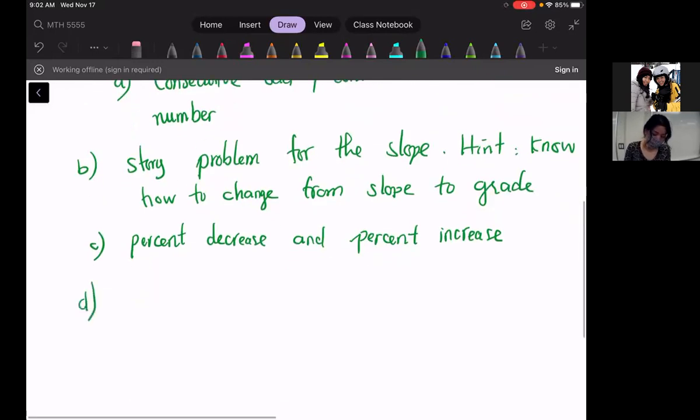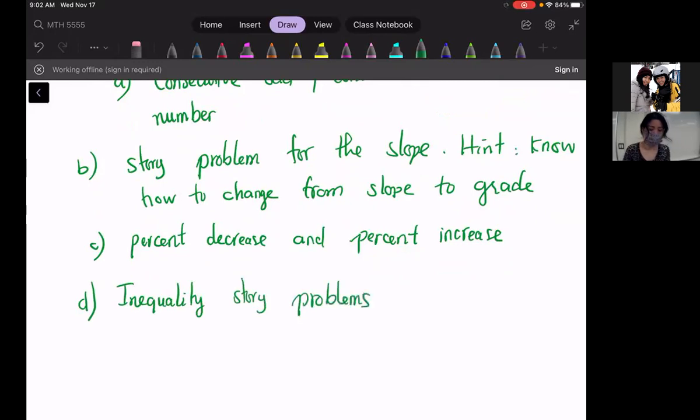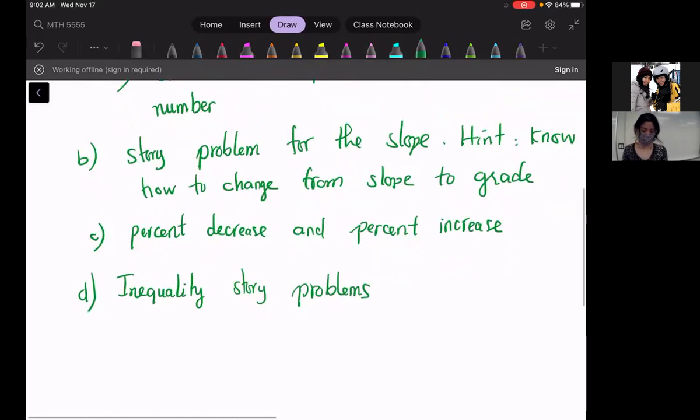D, the inequality story problem. Darn, I forgot what section it is. So yeah, inequality story problem. Just take a look at it. I forgot what section that was. Okay, those are the types of story problems you're going to see.